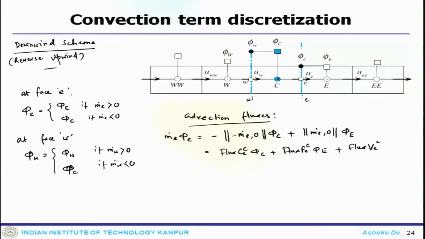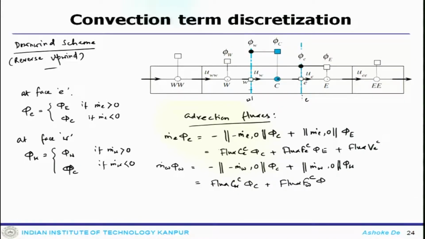Similarly, at the west face one can find m dot W phi W, which is nothing but the maximum of minus m dot W and 0 times phi C plus the maximum of m dot W and 0 times phi W. Then we get essentially flux C W convection phi C plus flux F W convection phi W plus flux V W convection.